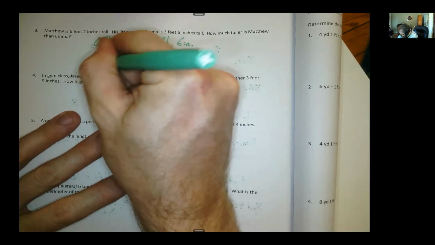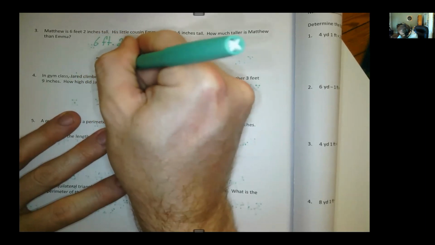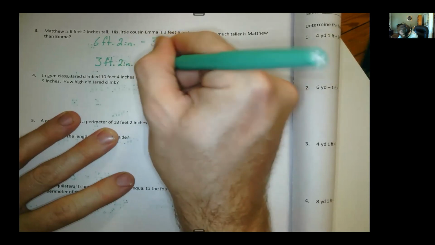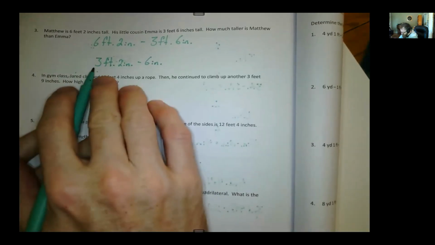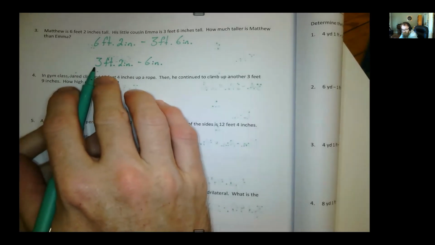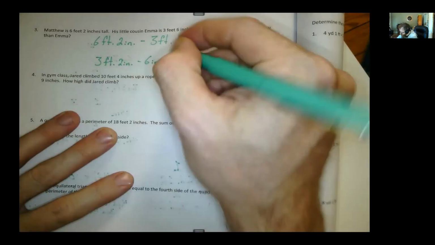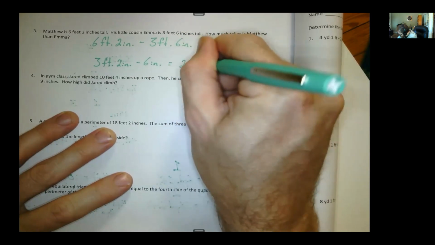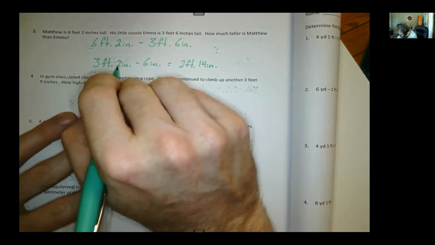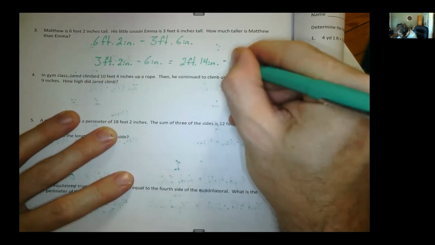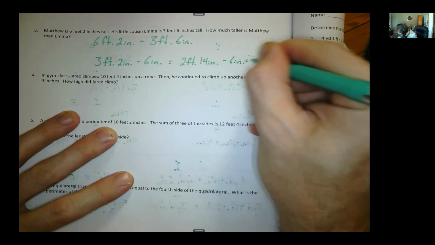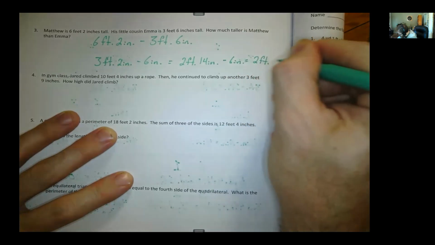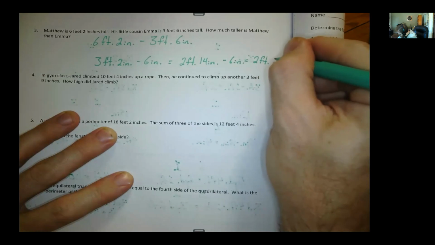Let's subtract our 6 feet and our 3 feet right away. That leaves us with 3 feet 2 inches minus 6 inches. Well, we can convert a foot into 12 inches, so we have enough to subtract. So we'll rewrite this as 2 feet 14 inches, right? Because our 12 inches from a foot plus these 2 inches is 14 minus 6 inches equals 2 feet 8 inches.